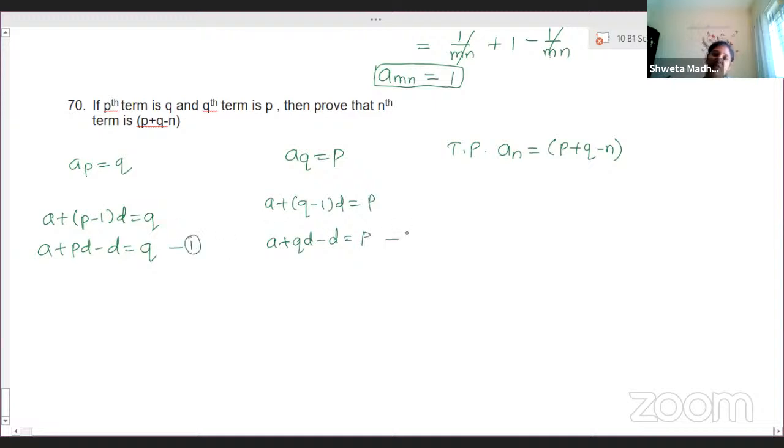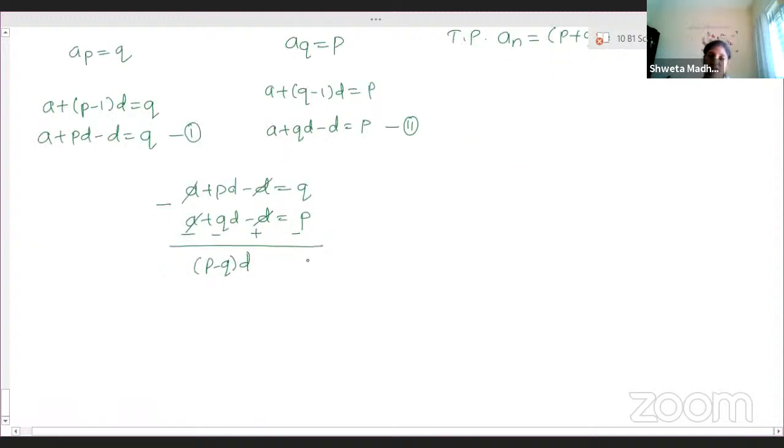So this is the first equation, this is the second equation, subtract both of them. A plus PD minus D is equal to Q. A plus QD minus D is equal to P. Subtract: minus minus plus, and this is minus. A minus A cancel, minus D plus D cancel. PD minus QD. So it will be P minus Q into D. And this is equal to Q minus P. So D is equal to Q minus P by P minus Q.